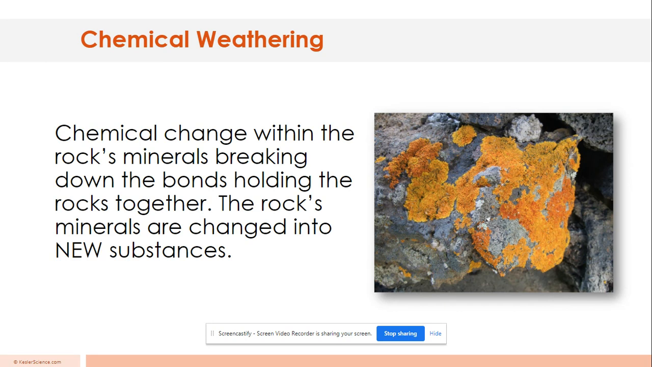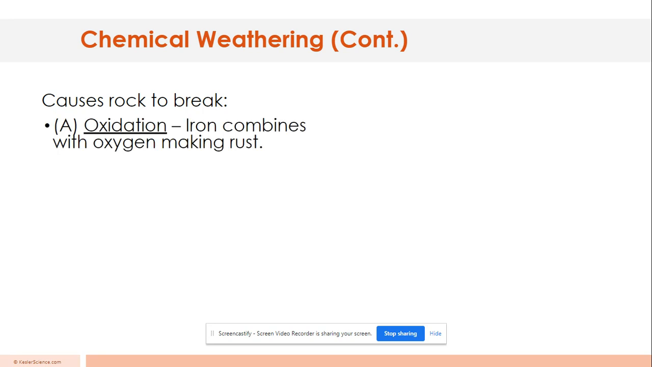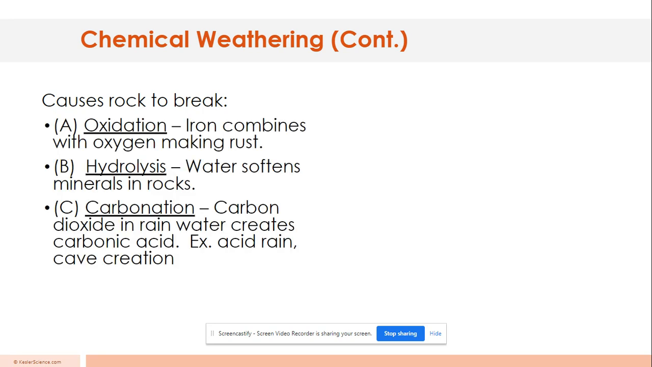So chemical weathering is the chemical change within the rock's minerals, breaking down the bonds holding the rock together. The rock's minerals are changed into new substances. So here is what causes the rock to break: oxidation, hydrolysis, and carbonation.